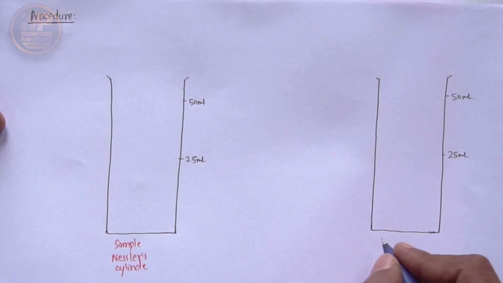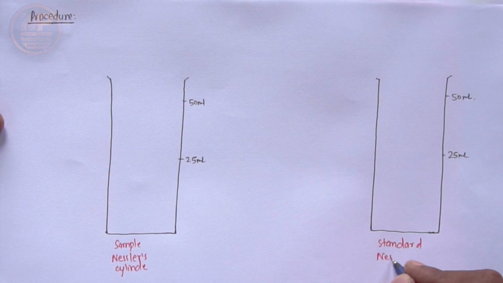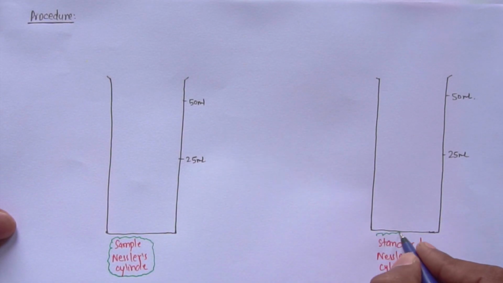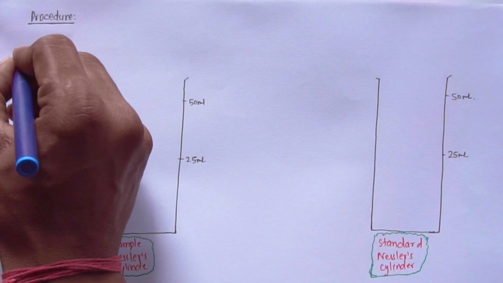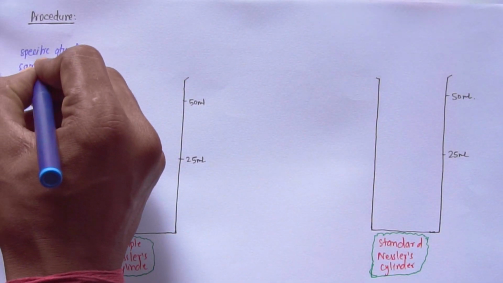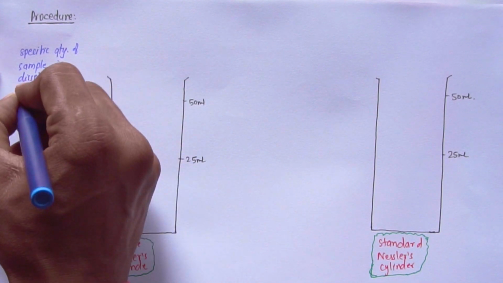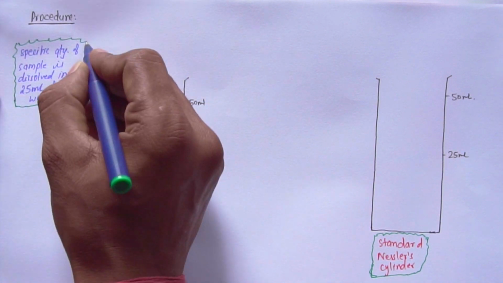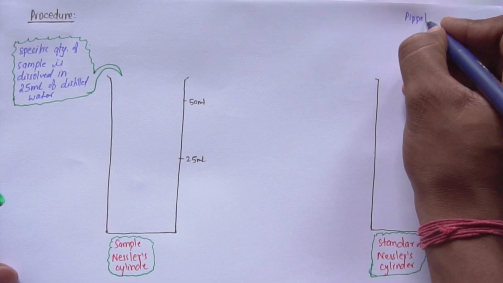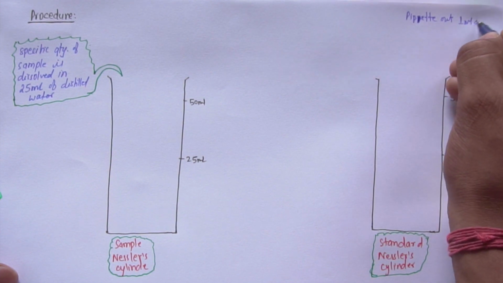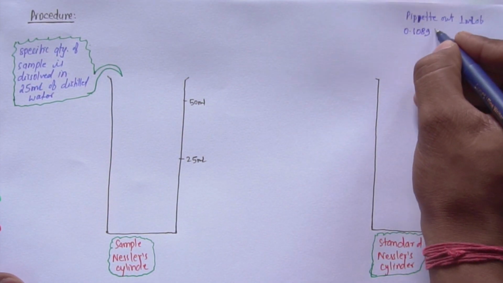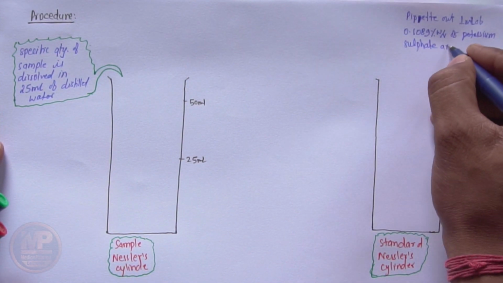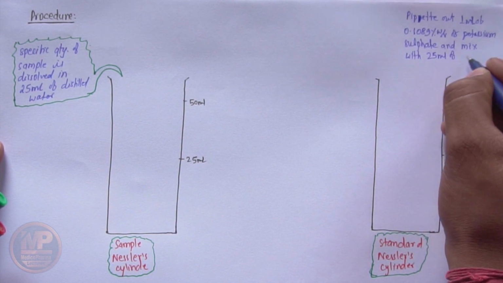Now coming to the procedure. We take two Nessler cylinders. One we mark as the sample Nessler cylinder, another as the standard Nessler cylinder. In the sample Nessler cylinder we add a specific quantity of sample, which we dissolve in 25 ml of distilled water. Similarly, in the standard Nessler cylinder we pipette out 1 ml of 0.1089% weight by volume potassium sulfate and mix with 25 ml of distilled water.